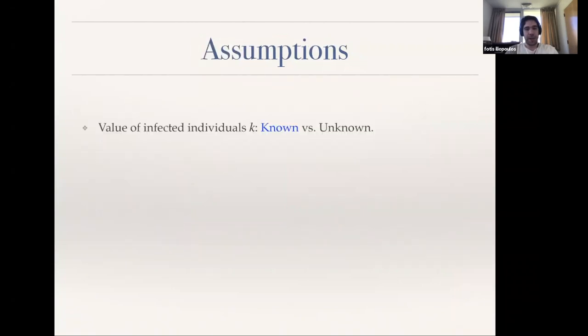So the first assumption people make is whether the number of infected individuals K is known, that is, we have an estimate for K, an upper bound for K, or unknown. Okay, so it turns out that it does not make that big of a difference. But for this talk and to make things simple, let's imagine that we know what the number of infected individuals is. Think of it as a rough estimation for how many of the individuals are infected. But at the end of the talk, I will explain how we can actually deal with a case where the value of K is unknown.